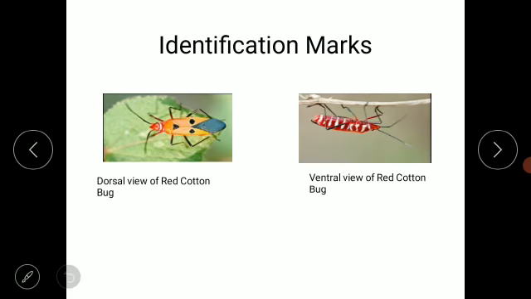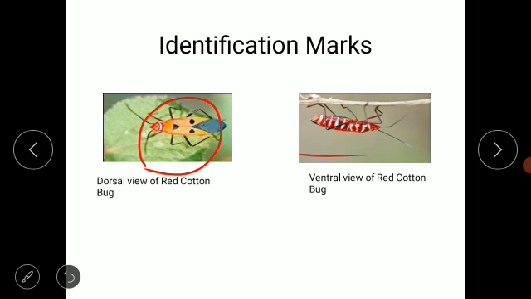See, this is the picture of red cotton bug. This is the dorsal view of red cotton bug and this is the ventral view of red cotton bug. If you observe carefully, the red cotton bug is having the identification mark on the dorsal side.